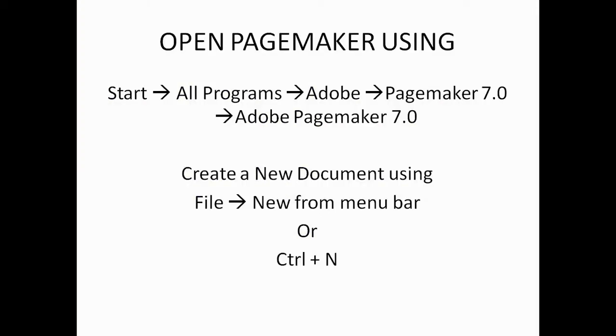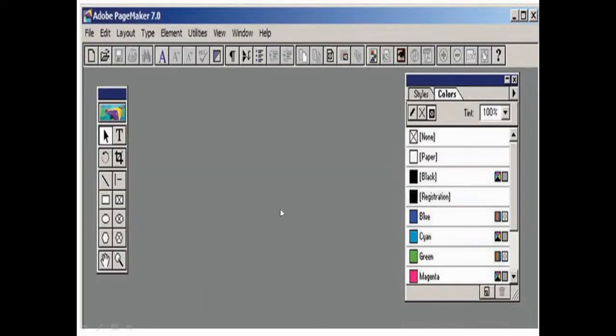You can open PageMaker using the menu. Go to Start menu, click on All Programs and select Adobe PageMaker, Adobe PageMaker 7.0. This is the application you will get. You can see Adobe PageMaker here on the title bar.